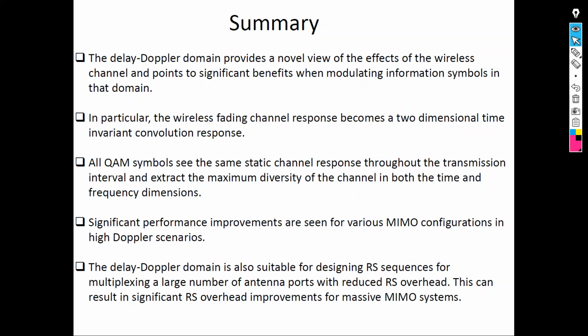In particular, the wireless fading channel response becomes a two-dimensional time invariant convolution response, as we have shown you in the math. All QAM symbols see the same static channel response throughout the transmission interval and extract the maximum diversity of the channel in both the time and the frequency dimension. In certain environments, significant performance improvement is seen for various MIMO configurations with high Doppler scenarios.